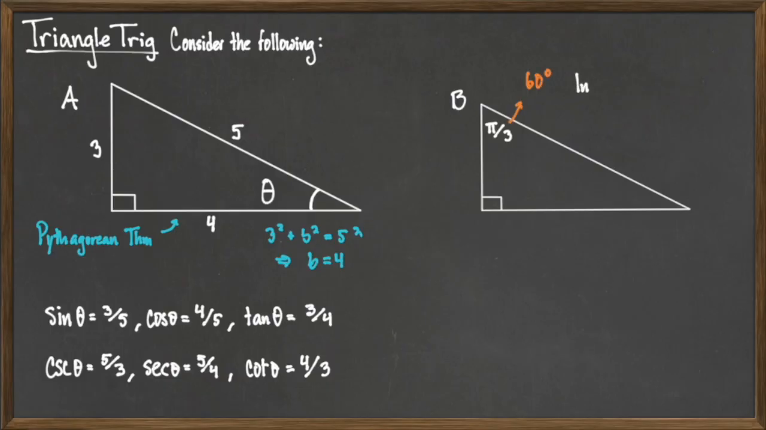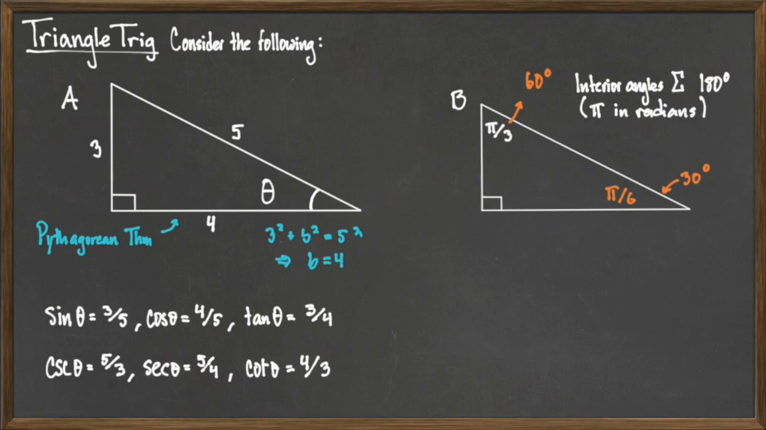Triangle B has an interior angle of pi over 3, which we know is 60 degrees when we convert. We also know that the interior angles of a right triangle, or really any triangle, have to sum to 180 degrees, or pi radians. This allows me to deduce that the other acute angle is 30 degrees, which when expressed in radians is pi over 6.